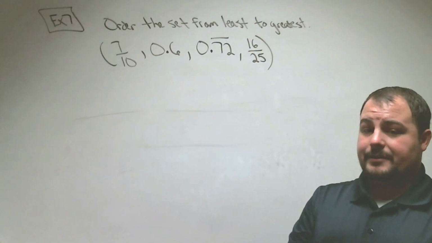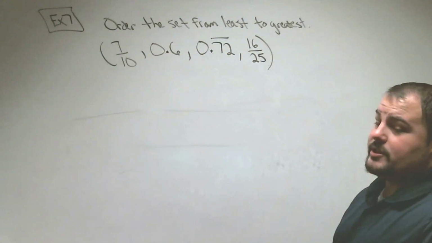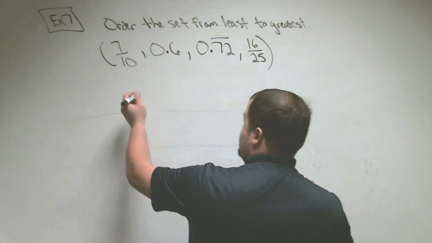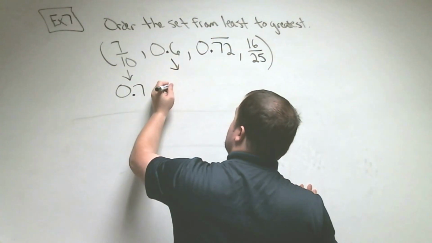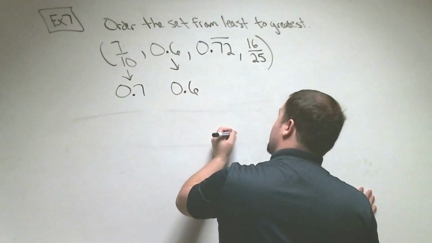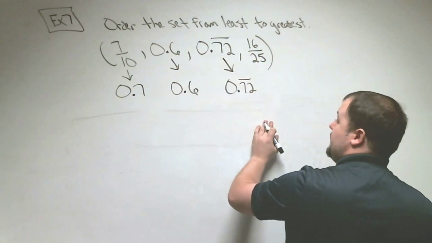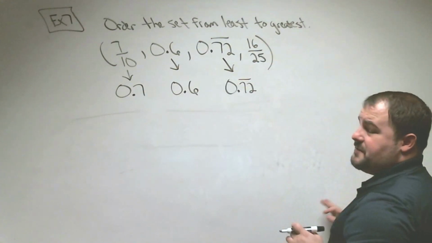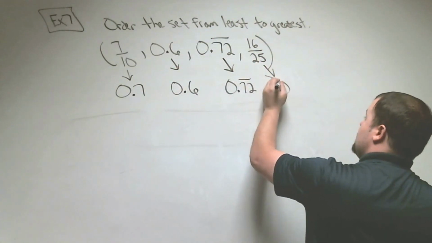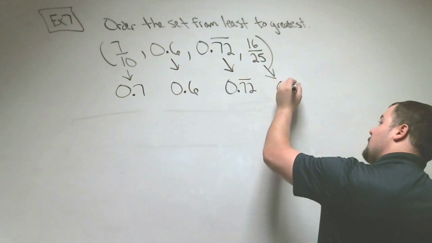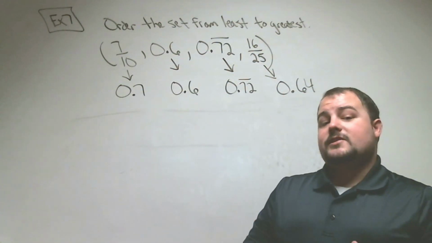So goal 2 is the ability to actually order numbers from smallest to largest. So what we need to do is we need to change all these to the same format. 7/10 is the decimal 0.7. 6/10 is already in its decimal form, 0.6. This says 0.72, and it has a bar above it, which means it keeps going. And this says 16 out of 25. And if you type that in your calculator, 16 out of 25 will give you 0.64.